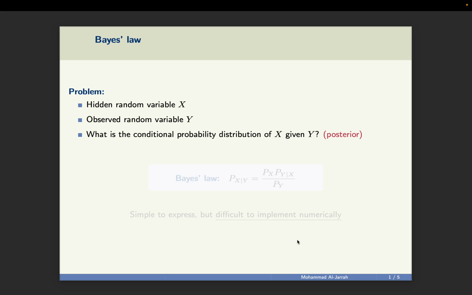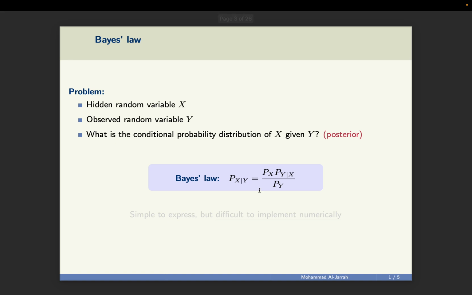Let me start from the problem setup. If we have a hidden random variable x and some observed random variable y, we want to answer the question of what is the conditional probability distribution of x given y, which is known as the posterior distribution.